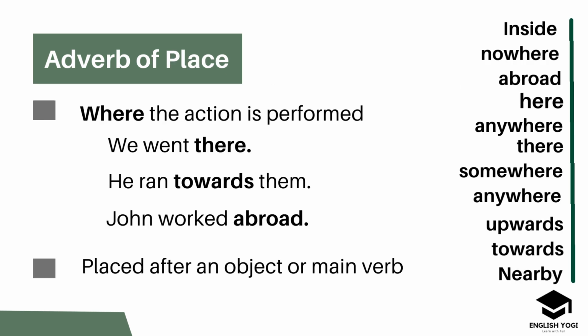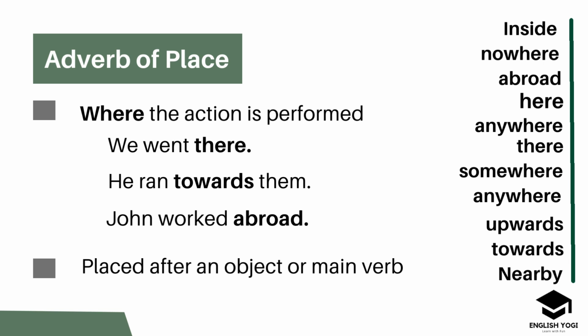Next type of adverb is adverb of place. It is used to show where the action is performed. For example, we went there. So the action of going is there, and it is indicated by using the word there in the sentence. And it is modifying the meaning of went. As we discussed in the first slide, adverbs in sentences modify the verb and adjective.